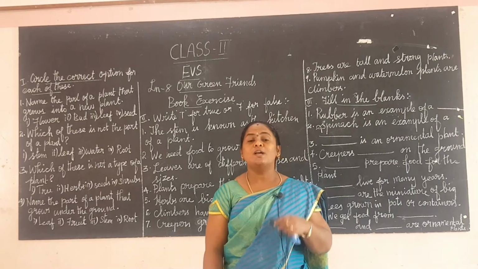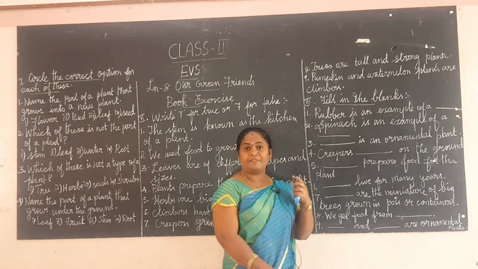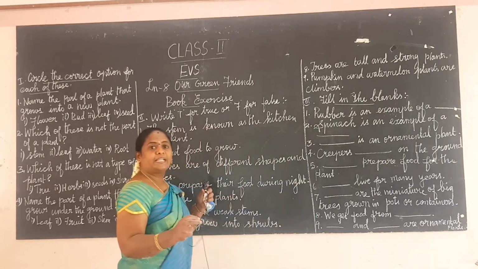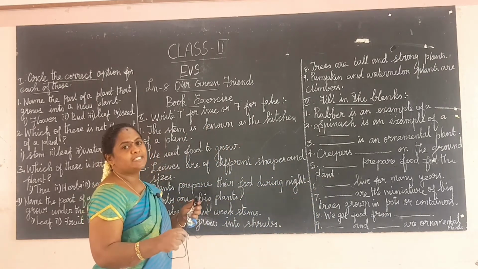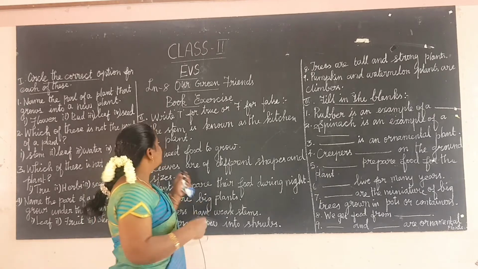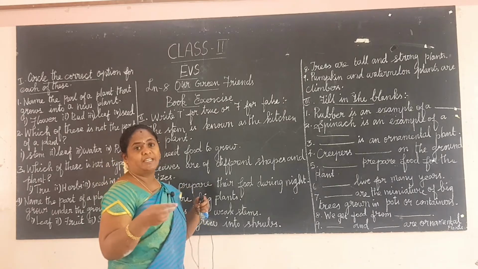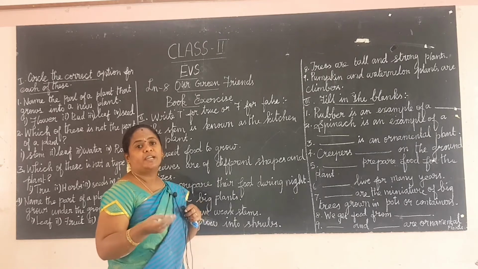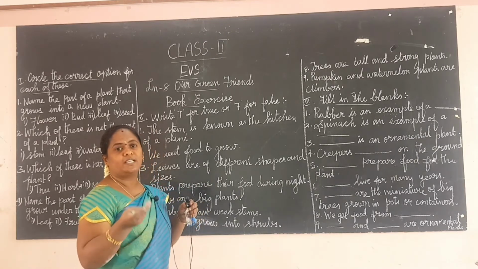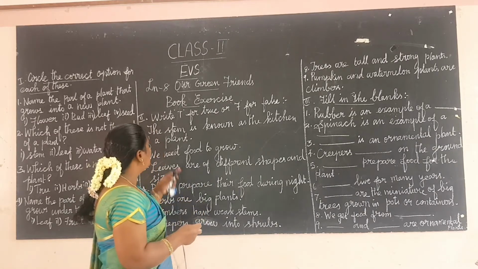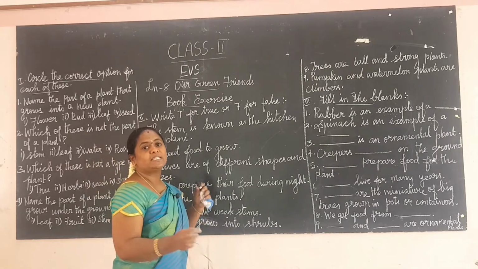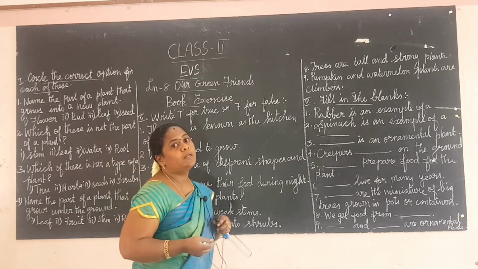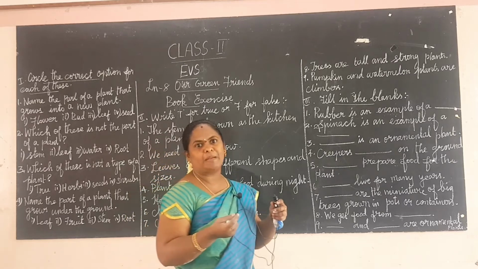Good morning students. What have we learned in the previous class? We learned kinds of plants. Plants need water, air, sunlight and get carbon dioxide and then prepare their own food. So, our green friends. In this lesson we have learned different kinds of plants.